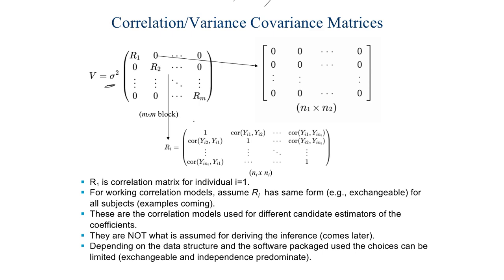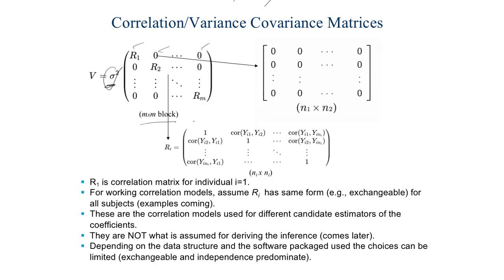So that vector, it's all my y's, all the y's from the first person, the second person, all the way down to the last person. I can represent that in the linear case as sigma squared, remember it assumes constant variance, times this block matrix. Every one of these entries represents not just a number, but a whole matrix.